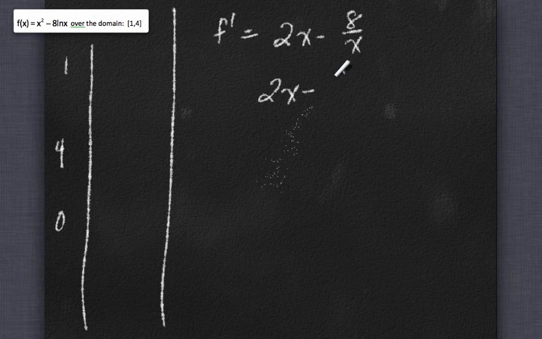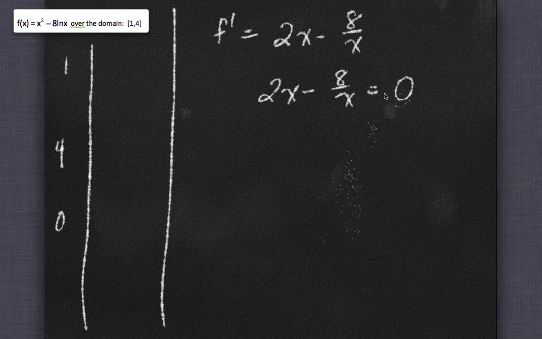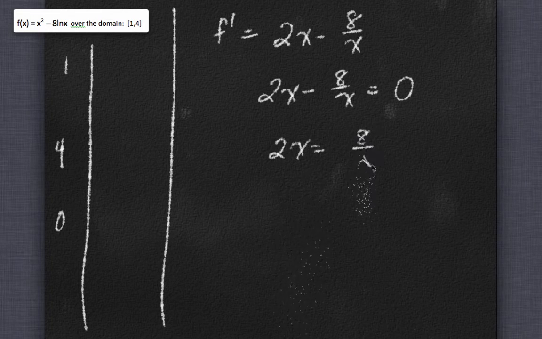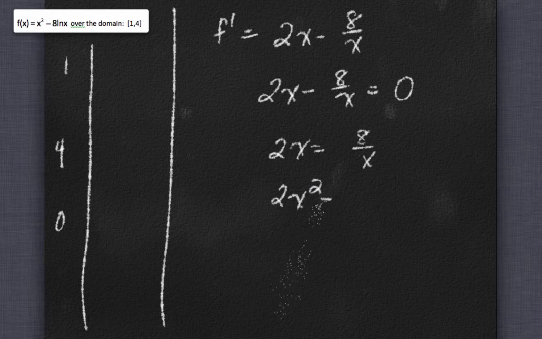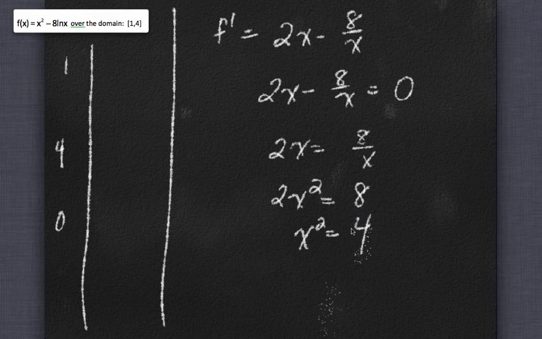And then, multiplying by x on both sides, plus or minus 2. The only thing is the domain is just 1 to 4. So now we can't use that one and we can't use that one. So we're only looking at 1, 4, and 2.